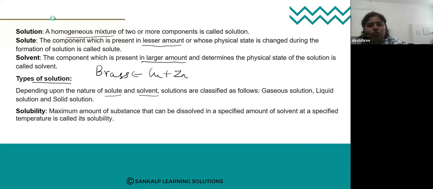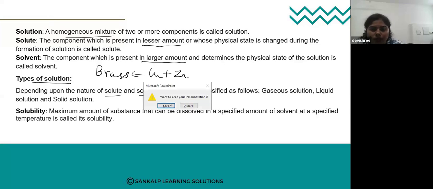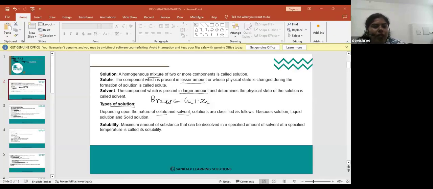Just a minute, let me just show you the list. One second. I will just show you the list. Different types of solutions you're talking about. The first one is typically called gaseous solutions. You can see here, gaseous solutions in the head.